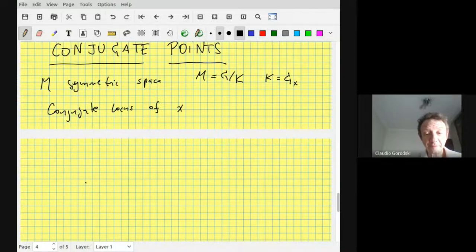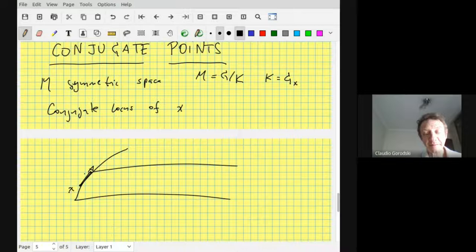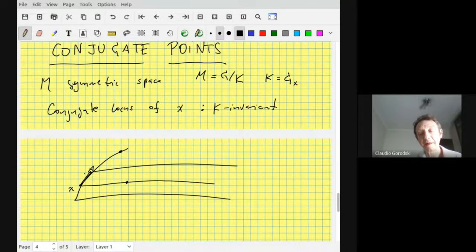It's enough to describe the conjugate locus of the base point. And moreover, if we have a flat, we have a geodesic. Every geodesic starting at the base point can be moved using K to a geodesic inside the flat. Okay, so the conjugate locus of x is K-invariant. And any point of M is conjugated under K to a point in the maximal flat. So this is the maximal flat. So it's enough to describe the conjugate locus along geodesics entirely contained in the maximal flat.